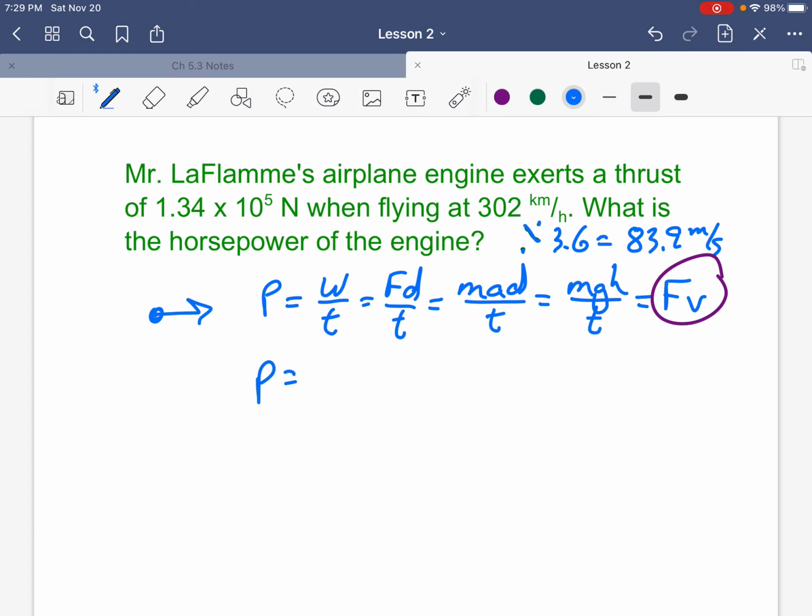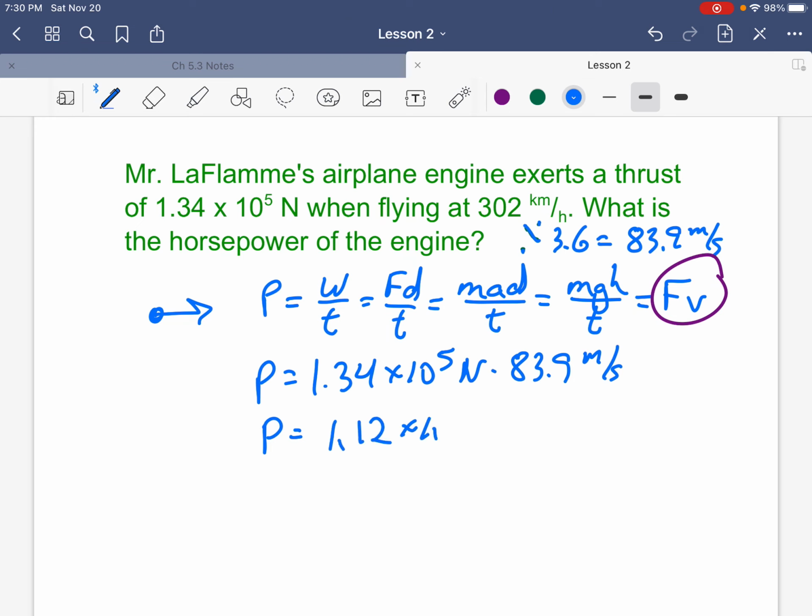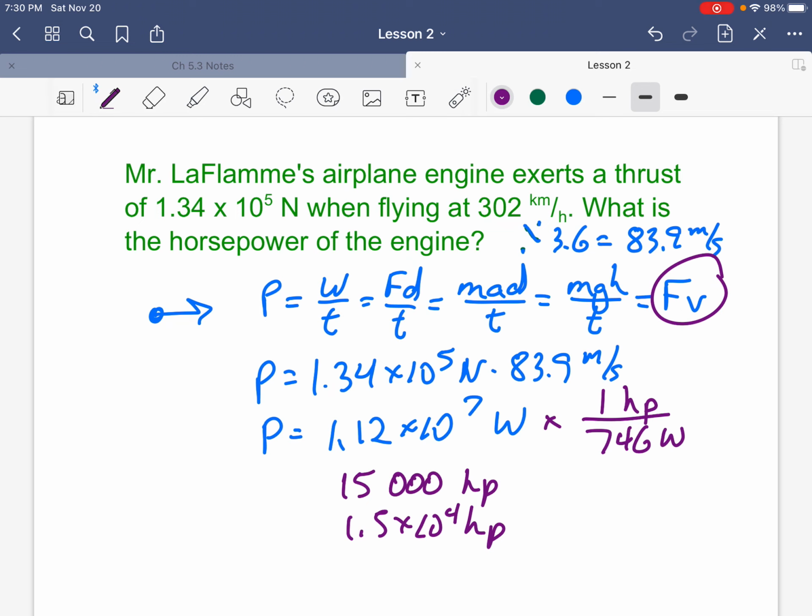So, power is force times velocity, 1.34 times 10 to the 5 newtons times 83.9 meters a second. Getting power is 1.1 times 10 to the 7 watts. Now, times 1 horsepower divided by 746 watts. 15,000 horsepower. Well, 15,066. 1.5 times 10 to the 4 horsepower.